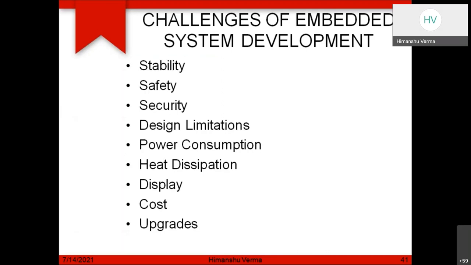And the last one is the upgrades of that system. A system should be flexible enough, or there should be room to upgrade in the future also. For example, old mobile phones with the KitKat Android version, or maybe Android 5, we cannot upgrade to Android 10 or 11 because of hardware limitations. That processor is not fast enough to handle the processing for the latest Android OS, or the RAM is not enough to fulfill all the requirements. So there should be some scope for upgradation in the form of hardware as well as software.